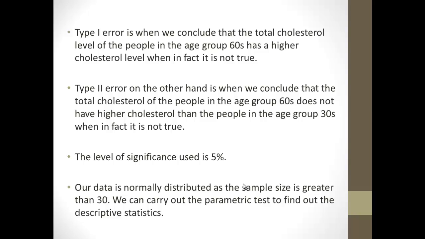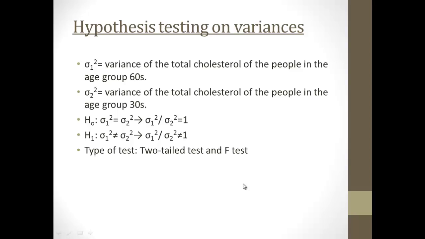We can carry out the parametric test to find out the descriptive statistics. So sigma square 1 will be the variance of the total cholesterol of the people in the age group 60s, and sigma square 2 will be the variance of the total cholesterol of the people in the age group 30s. The null hypothesis is sigma square 1 equals sigma square 2, and the alternate hypothesis is sigma square 1 is not equal to sigma square 2. The type of test is a two-tailed test and F-test.